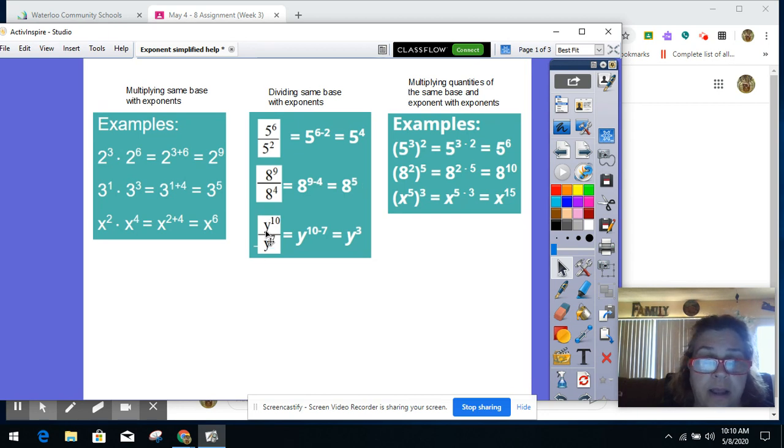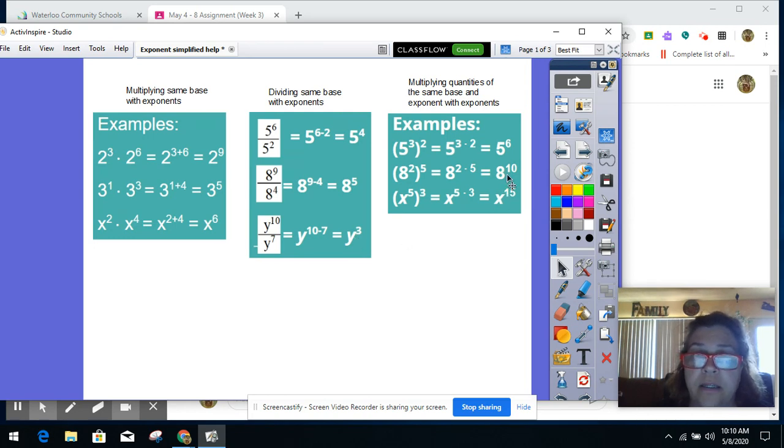So here we have, again, any variable that will work for any number with the same base. In this case, they said y to the power of 10 and y to the power of 7. So we know if we're dividing and it's set up like this, we're subtracting. So 10 take away 7 is 3. So y to the power of 3.